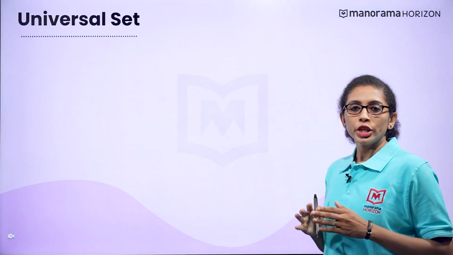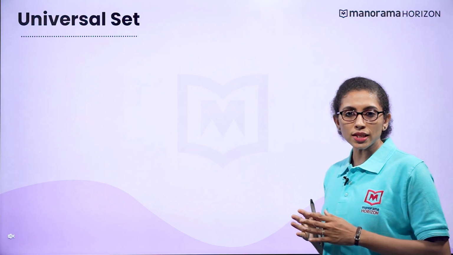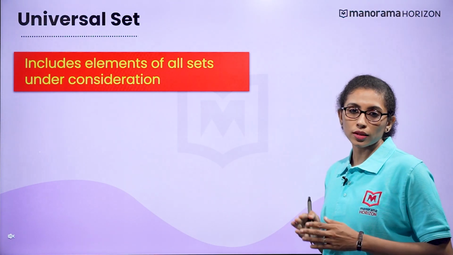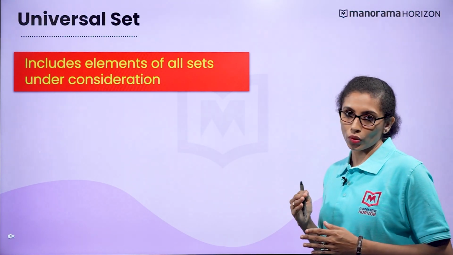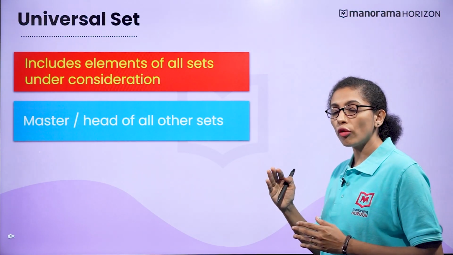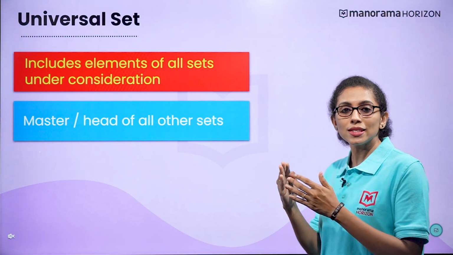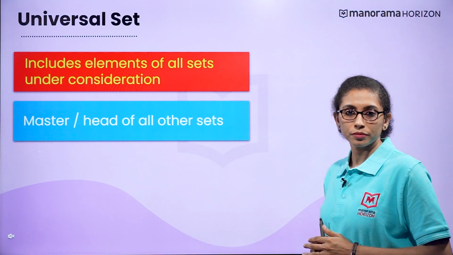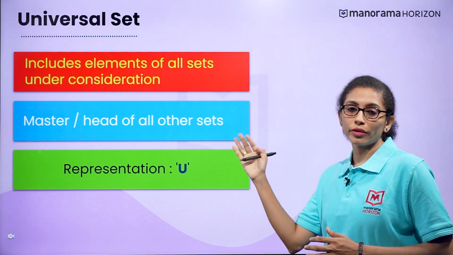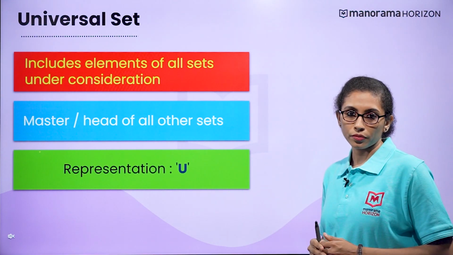Alright, universal set. A universal set includes the elements of all sets under consideration. In other words, we can say it is the master or head of all other sets. Other sets are derived from the universal set. Usually, the capital letter U is used to represent a universal set. All the stars in the Milky Way galaxy is a very good example of a universal set.